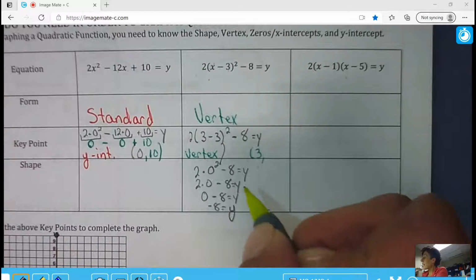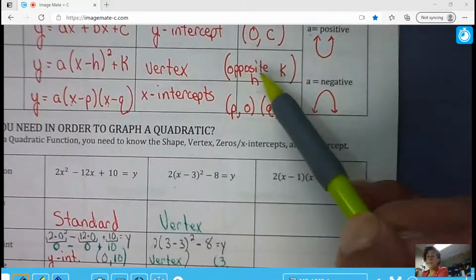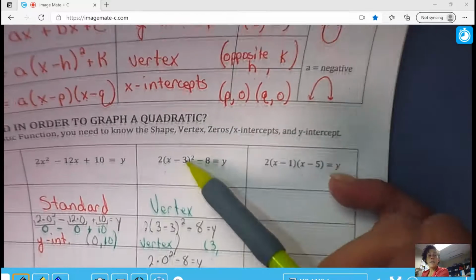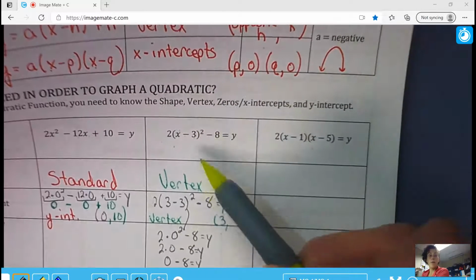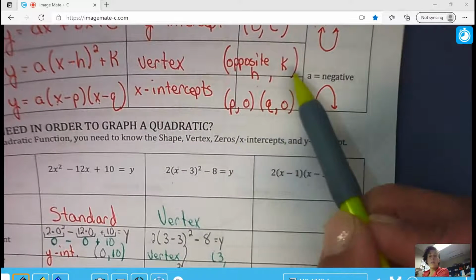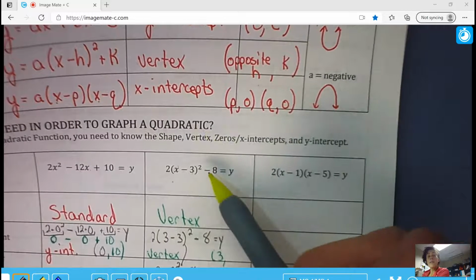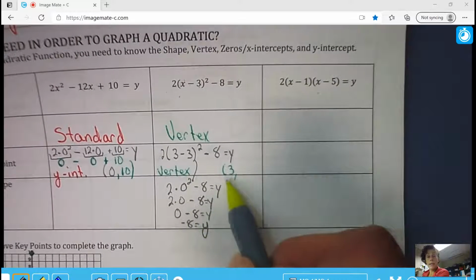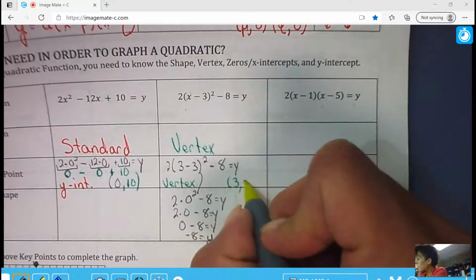So up here, I told you that the vertex was going to be opposite of h. So again, h is in the parentheses. Always take the opposite of what you see. I see -3, so I'm going to take 3. And then the y-coordinate should be k. And I want you to see k as -8. And that's actually, once we put 3 in and we did the math, we got -8.